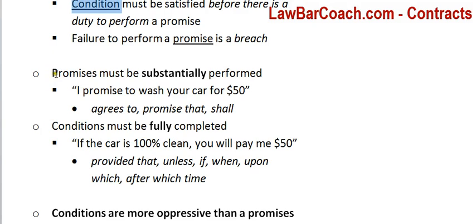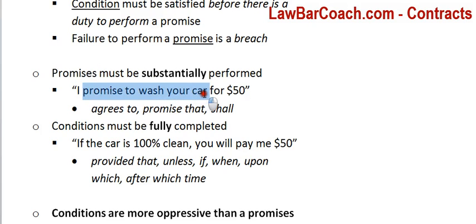We'll get into an example of that in a second, but here's an interesting distinction between promises and conditions. Promises must be substantially performed. If I promise to wash your car for $50, I've made a promise to do something for you, and in return you're paying me $50. Now look at the language here. You're agreeing to do something, you're promising, you're saying I shall do something. That's the word of a promise.